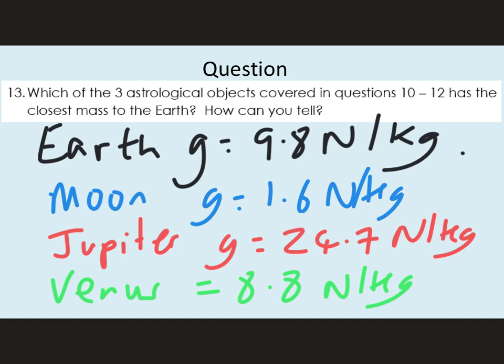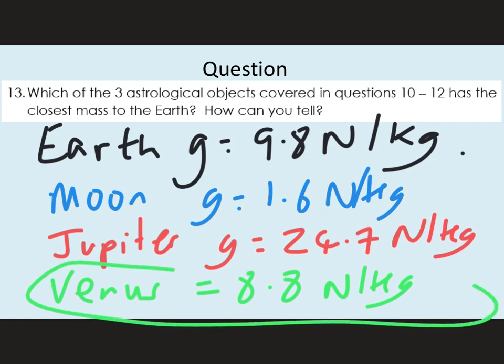So of these ones, which one is the closest to Earth? Well, the closest to 9.8 is Venus. So therefore, Venus has the most similar gravitational field strength to Earth. And that would be the answer to that question. So the answer to the question is Venus, because it has the closest gravitational field strength to the gravitational field strength of Earth.